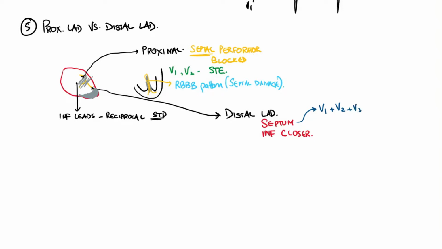And you will also have lesser reciprocal ST segment depression in the inferior leads, because now the lesion is much closer to the inferior leads. So in a distal LAD lesion, the ST depression will be less than 1 millimeter, and in a proximal LAD lesion, the ST depression will be more than 1 millimeter.